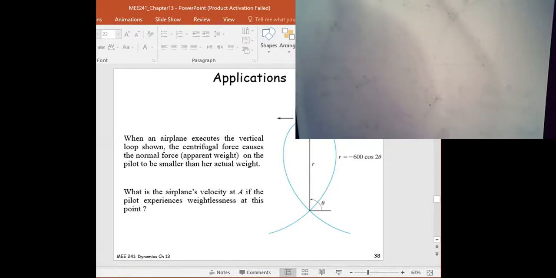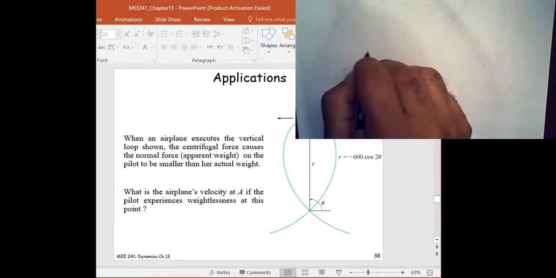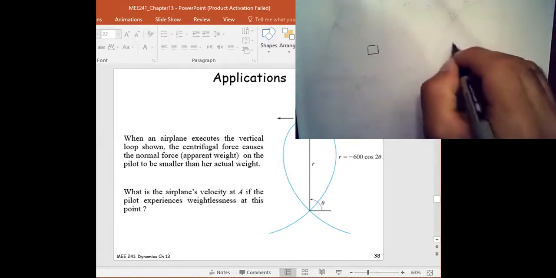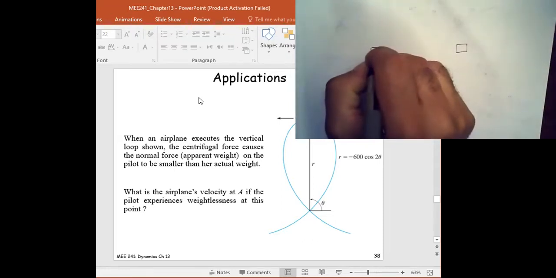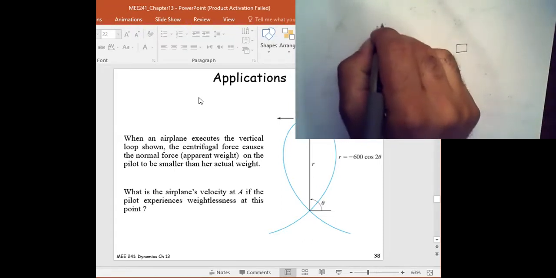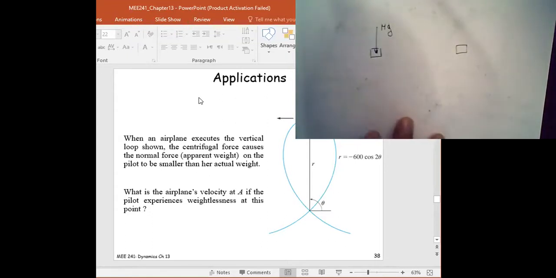What we have to do is a free body diagram on the pilot, and then another diagram where we put the inertial forces, the inertial accelerations. What do you think are the forces on the pilot when it's executing this maneuver? Well, we have his weight, mg.